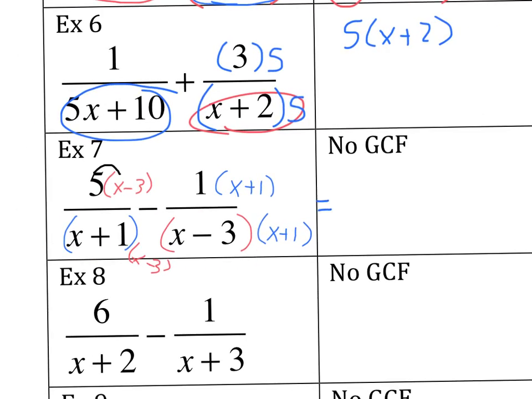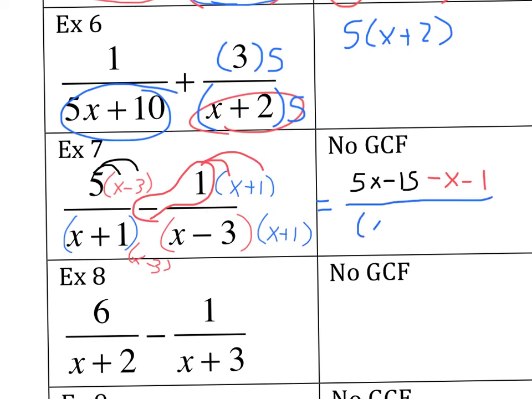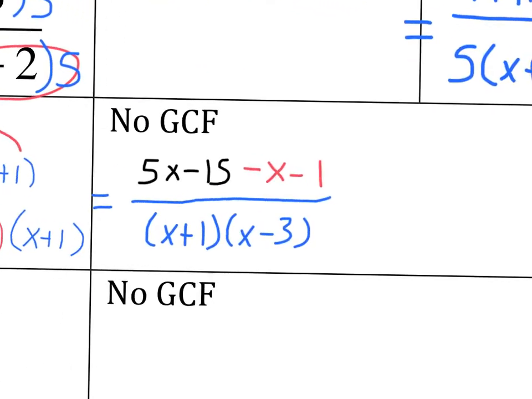All right, so let me walk through this first one here. The 5 is going to distribute there to get 5x minus 15. And pay very close attention here. The negative 1 distributes to both of those terms. So it's minus x minus 1. I'm going to write that all over one denominator, and I'm going to leave that denominator factored. No sense in doing extra work. At the end, I have to factor anyways to see if something simplifies.